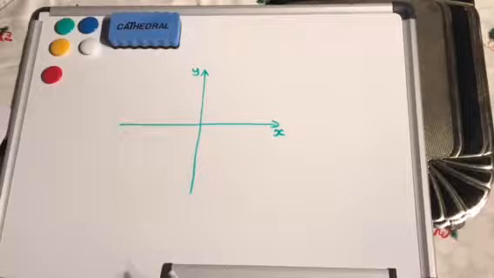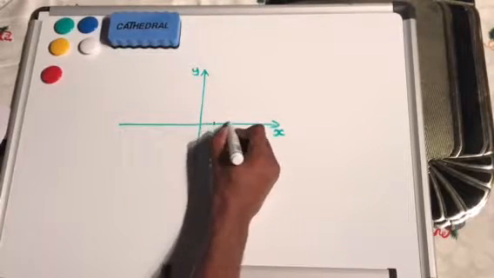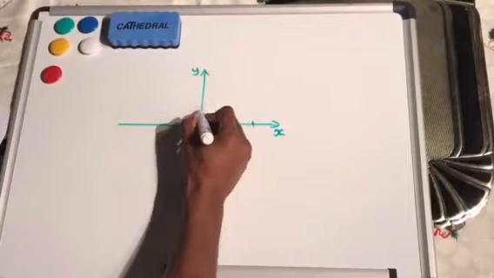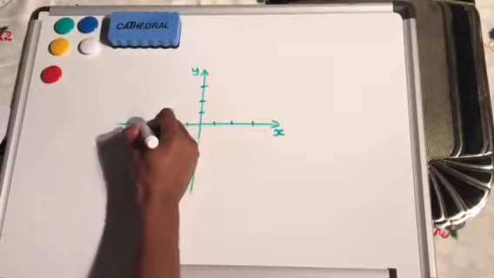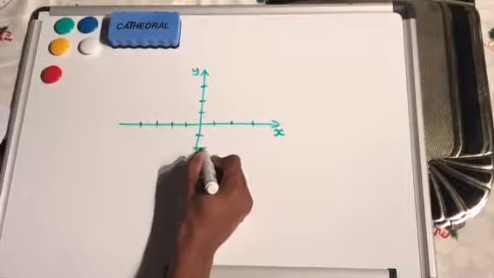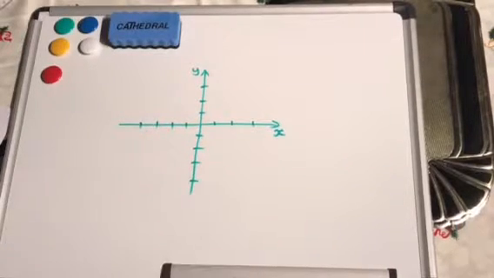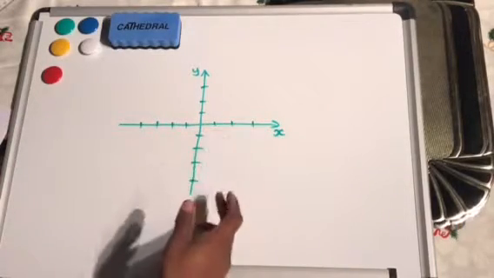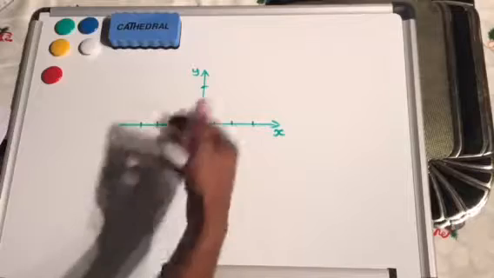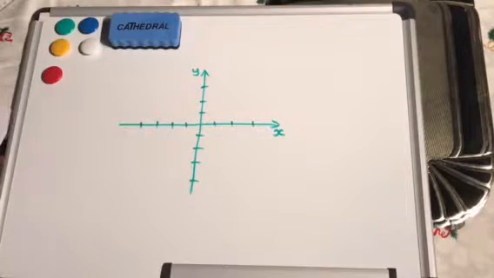What else should we have? Let's have some dashes. Okay, so we've got some dashes, and we can call them whatever numbers we want. We can call them 1, 2, 3, or 2, 4, 6, or 5, 10, 15. It doesn't really matter, so I'm not going to put any numbers on there for that reason.